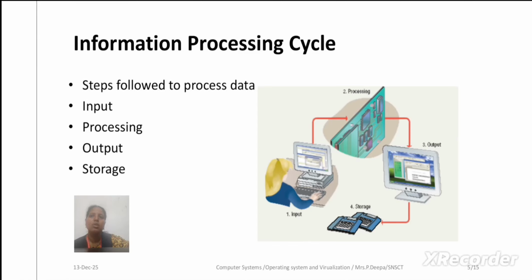In the input stage, the data is entered into the computer using a device like a keyboard or mouse. During processing, the CPU performs calculations and logical operations on the data. The output stage produces the results in a usable form, such as text on a screen or printed documents, etc. Finally, the storage saves the data results for further use. This cycle continues as long as the computer is in operation.